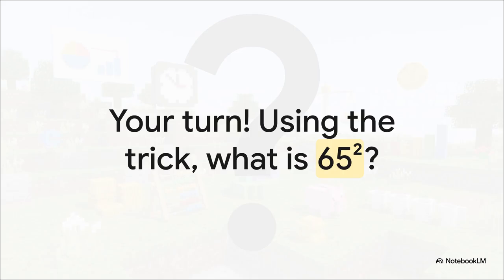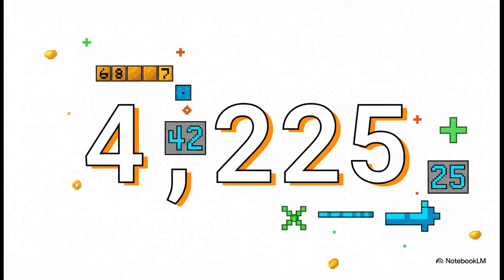All right, it's your turn to be the genius. Using that trick for squaring numbers that end in 5, what is 65 squared? I'll give you a second to think about it. Remember the rule. First digit times the next number up, and then just add 25 to the end. Did you get it? Let's see.